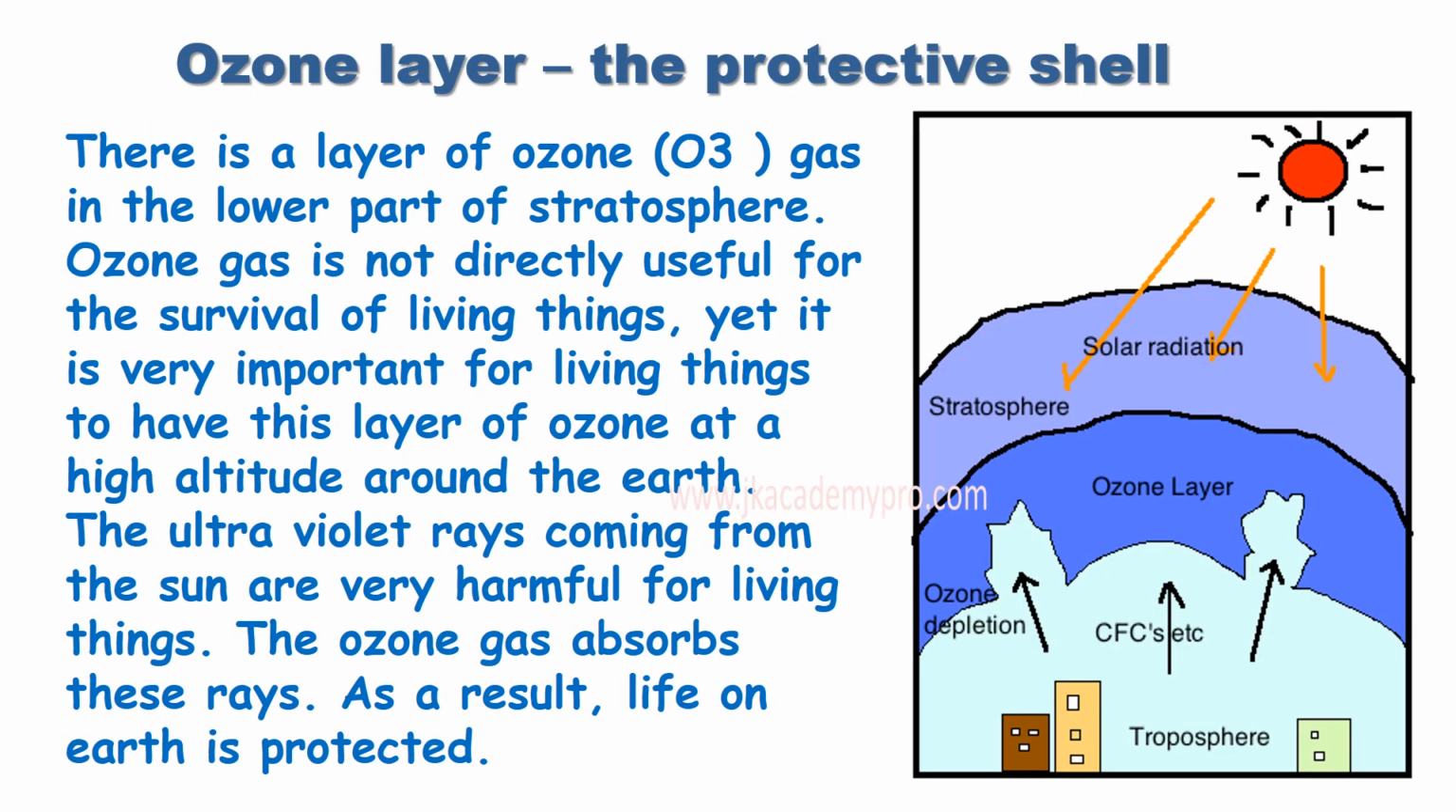Let's learn about the ozone layer that is present in our atmosphere. There is a layer of ozone gas in the lower part of the stratosphere. Ozone gas is not directly useful for the survival of living things. That is, it is not directly used by living organisms on this earth. Yet it is very important for living things to have this layer of ozone at the high altitude around the earth. Why? Because the ultraviolet rays coming from the sun are very harmful for living things. This ozone gas absorbs these rays, and as a result, life on earth is protected, and so we are safe from the harmful rays of the sun.